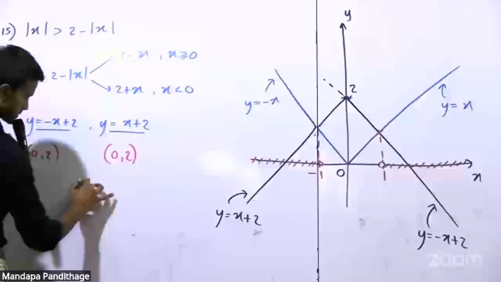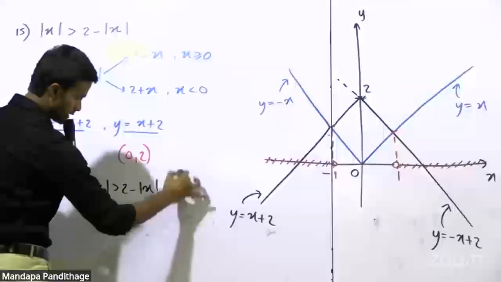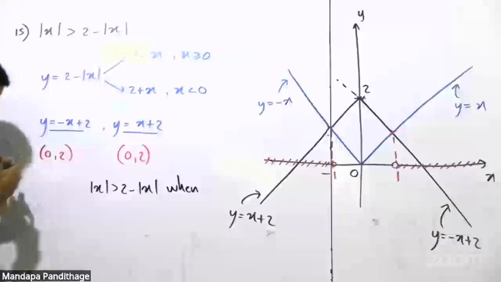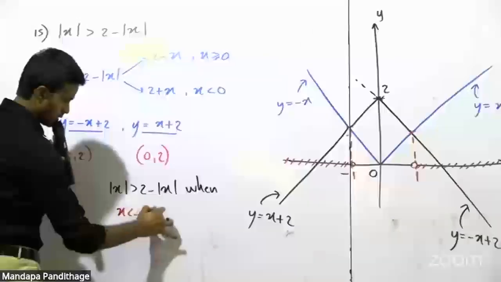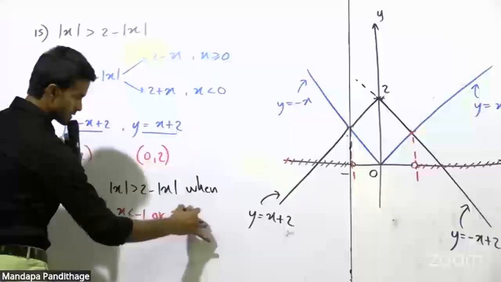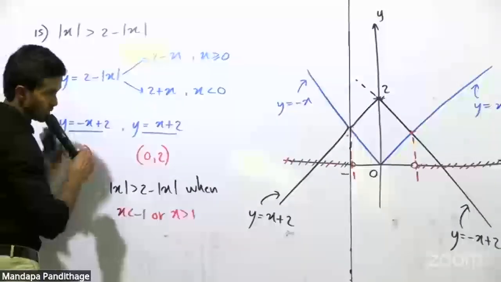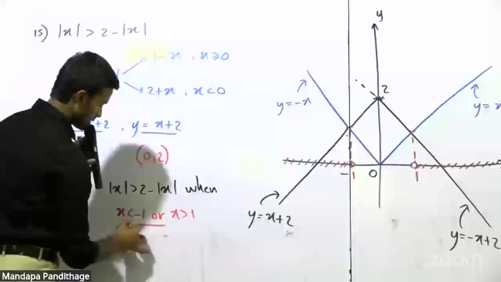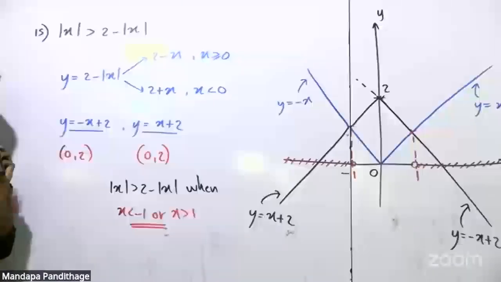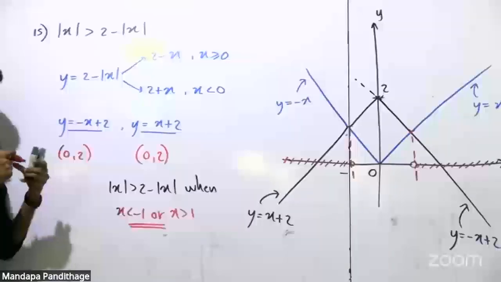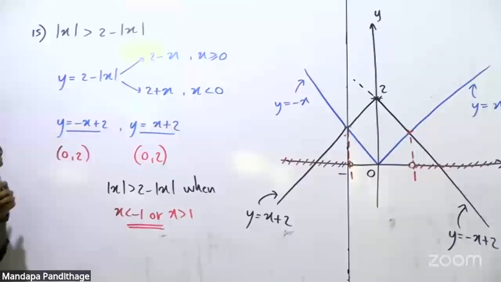Okay, so then you can write modulus x is greater than 2 minus modulus x when x is less than minus 1 or x is greater than 1. So you get that this is happening when x is less than minus 1 or greater than 1. Okay, hands up. Who got this answer? Yes, I'm getting it.